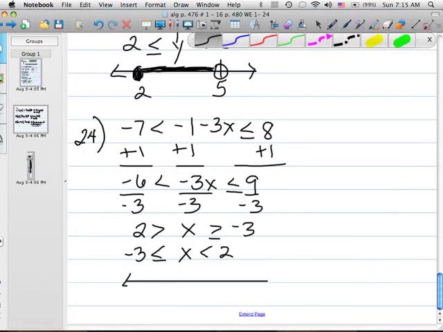And then graphing it, we put a closed circle at -3 since it's less than or equal to x. Open circle at 2, shaded in between.